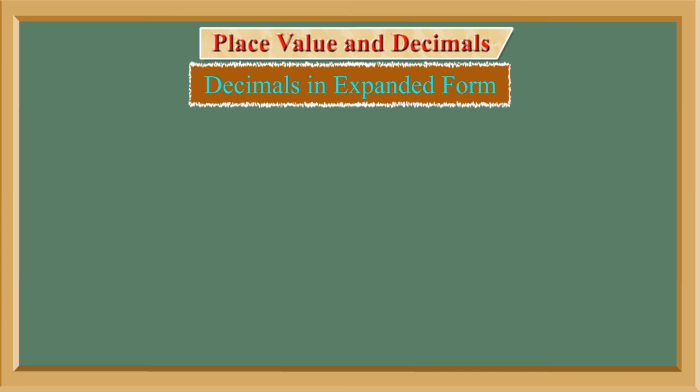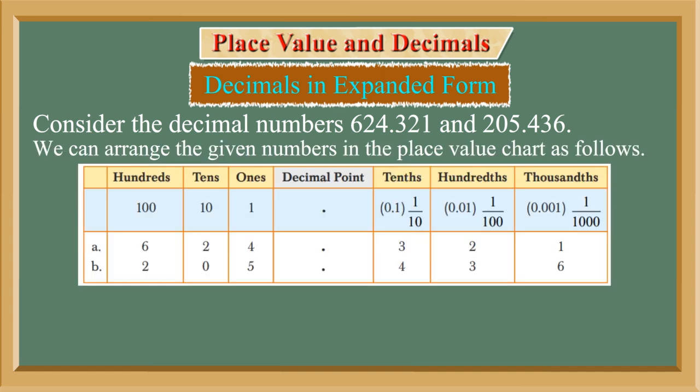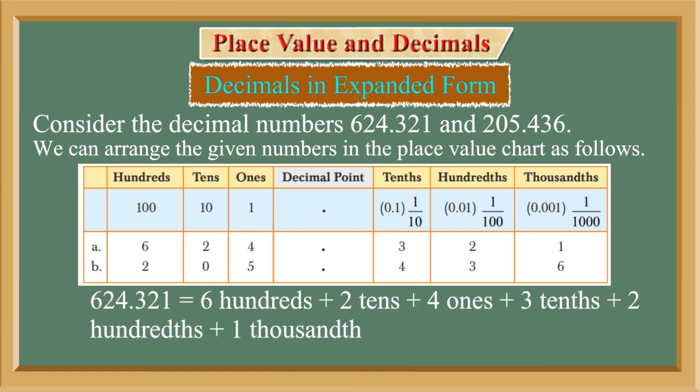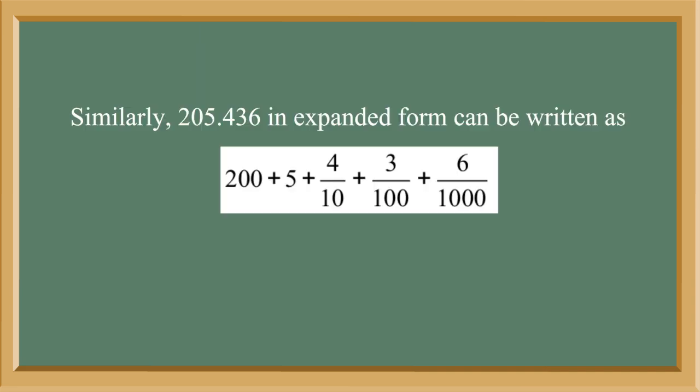Decimals in expanded form. Consider the decimal numbers 624.321 and 205.436. We can arrange the given numbers in the place value chart as follows. 624.321 is equal to 6 hundreds plus 2 tens plus 4 ones plus 3 tenths plus 2 hundredths plus 1 thousandth. This is the expanded form of 624.321, while 624.321 is called the standard or short form. Similarly, 205.436 in expanded form can be written as follows.